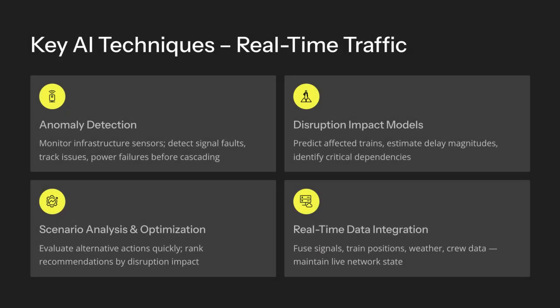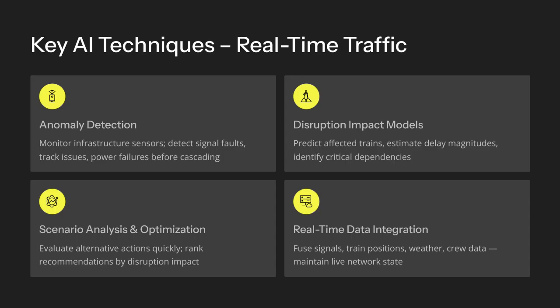So, how does real time traffic management AI actually work under the hood? It's not one single system, it's several AI techniques working together, each handling a different part of the problem. Let's walk through them. The first is anomaly detection. Infrastructure sensors are continuously monitoring the network all the time. Voltage levels on power lines, axle box temperatures on trains, signal status patterns. Machine learning algorithms study that data over time and build a picture of what normal looks like. So when something deviates significantly from that picture, an alert is raised.